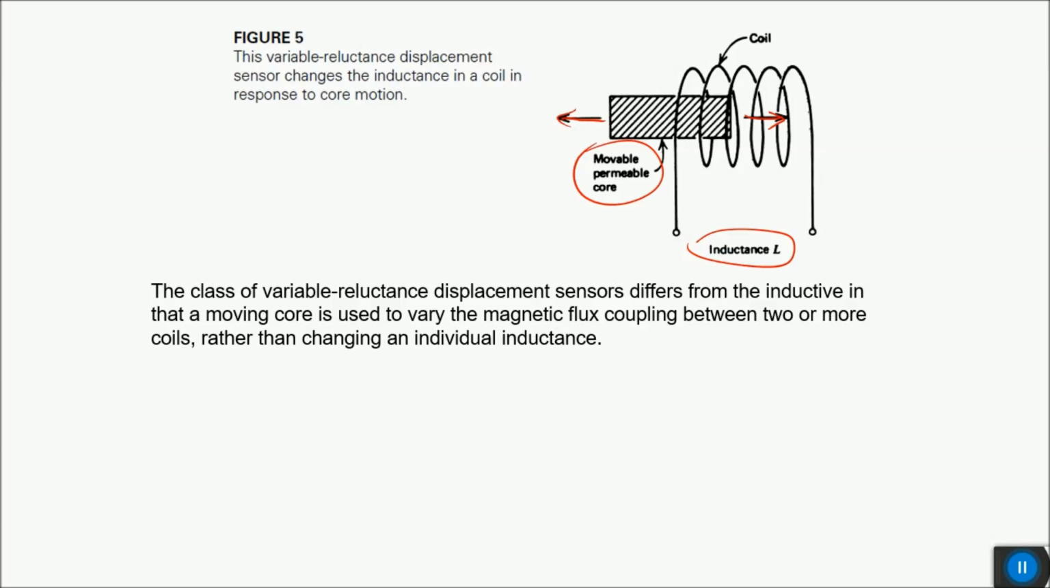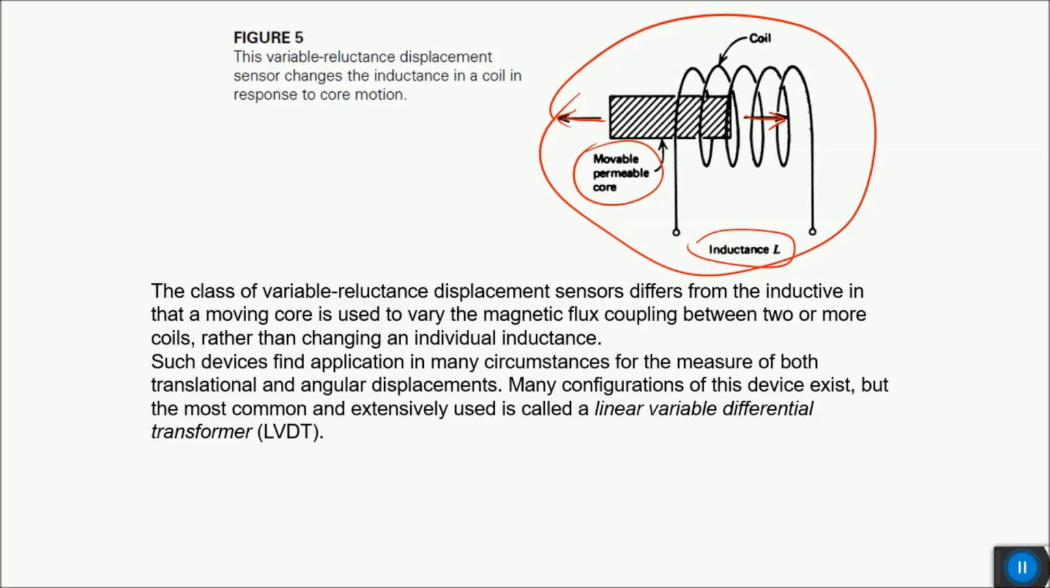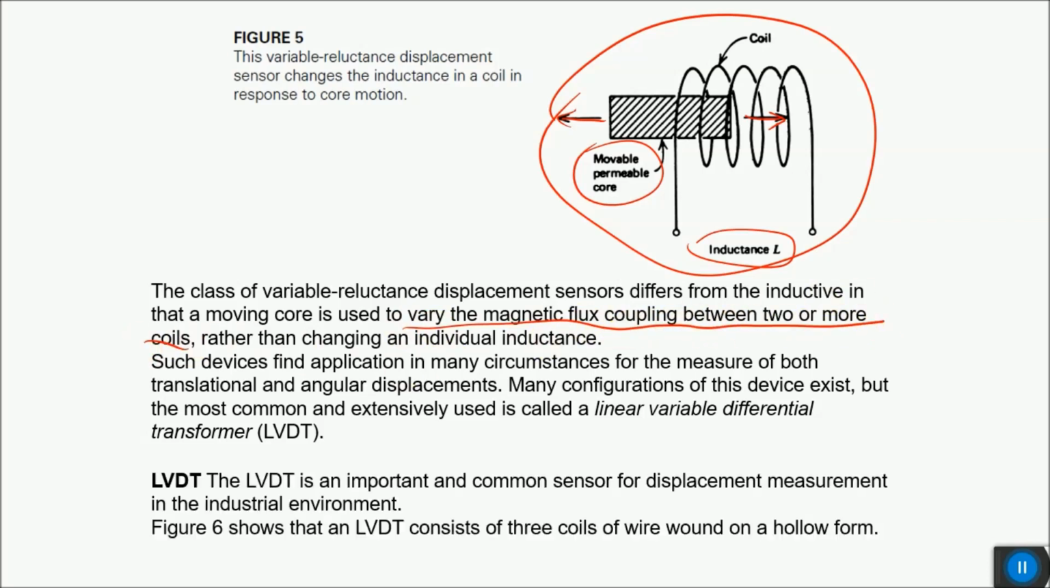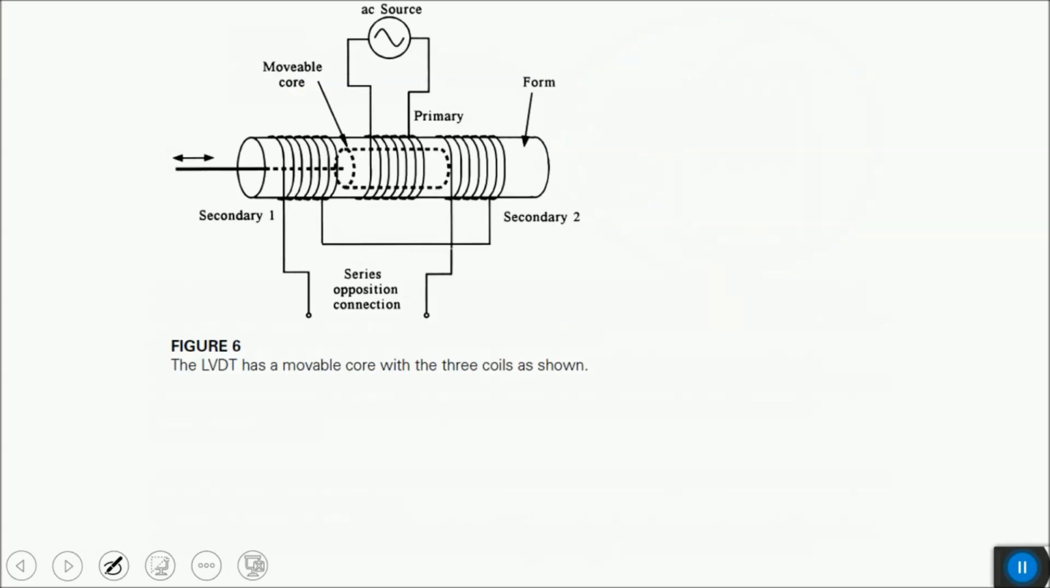The class of variable reluctance displacement sensors differ from inductive sensors in that a moving core is used to vary the magnetic flux coupling between two or more coils rather than changing an individual inductance. So in the previous case, we were changing the individual inductance. But in the case of LVDTs, we use the phenomenon of varying magnetic flux coupling between two or more coils. So let's move on to the structure of the LVDT.